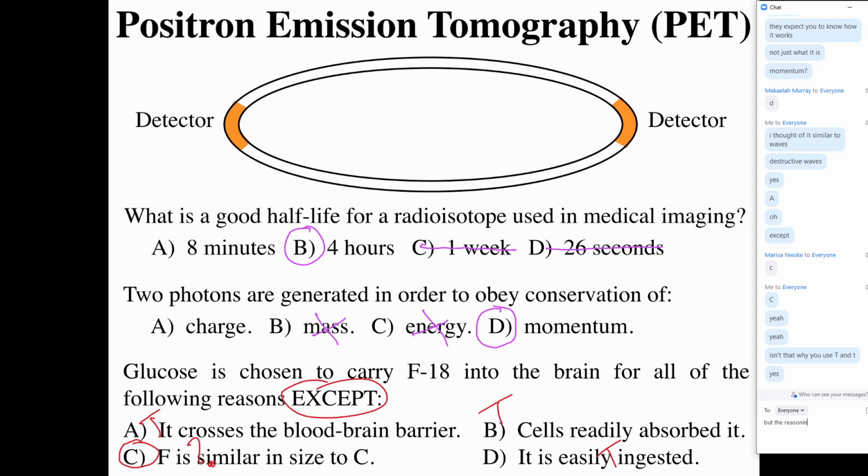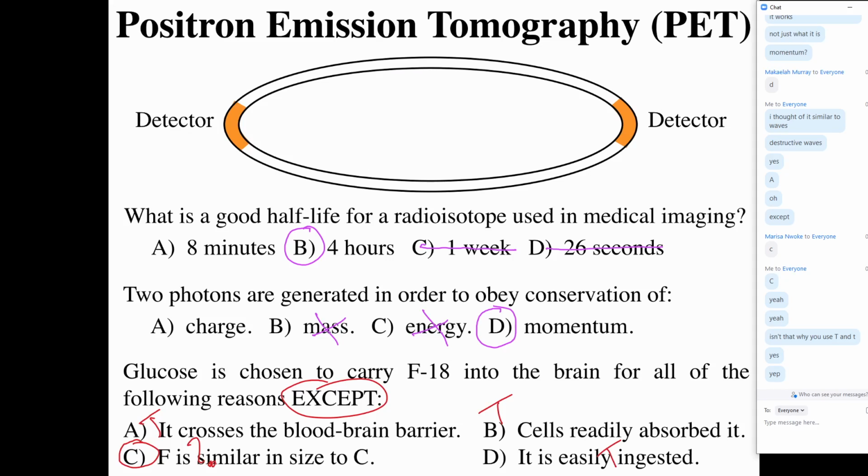This is more like CARS than traditional science. I'm not trying for the true answer, I'm trying for the most relevant answer. In this case, I do want it to be able to go into the brain to study brain tumors. I do want cells to readily absorb it so it doesn't decay outside the cell and I don't detect it. And I definitely want it to be easily taken into the body and transported through the body, but I don't really care about the size of fluorine. I actually want it to be close to the size of O, not C.